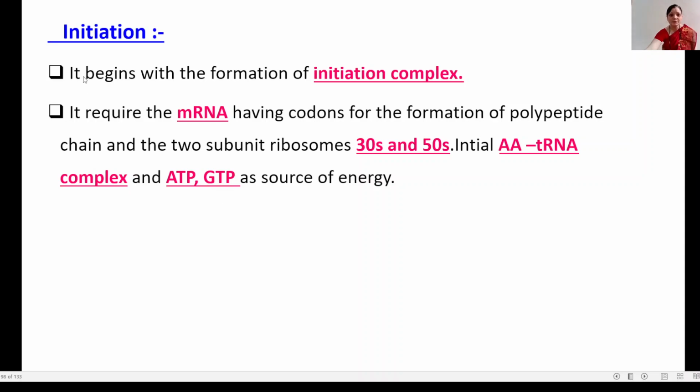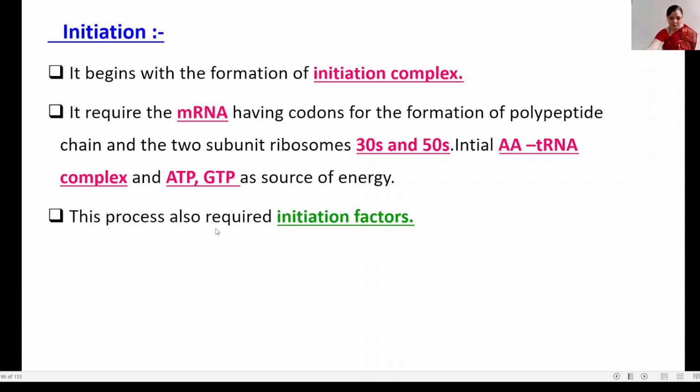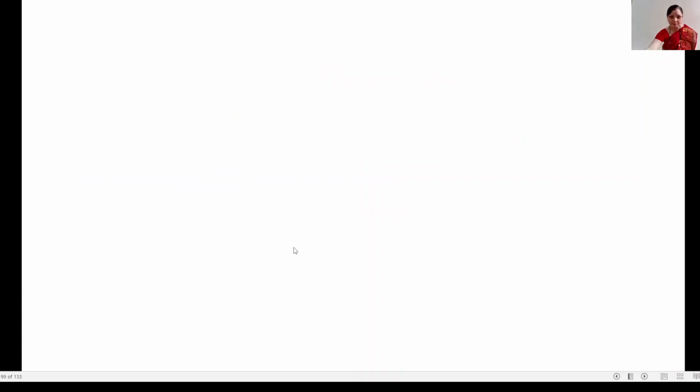So in the initiation process, mRNA having codons for the formation of the polypeptide chain, two subunits of the ribosome, that is 30S and 50S, the initiation AA tRNA complex, and ATP and GTP as a source of energy are used. This process also requires initiation factors.